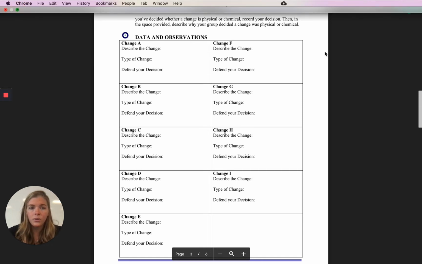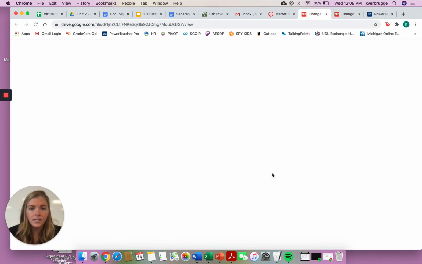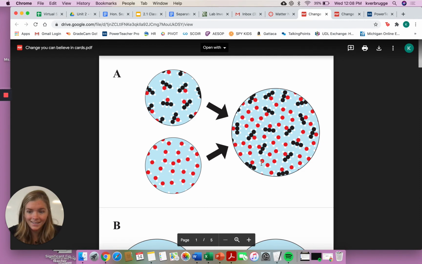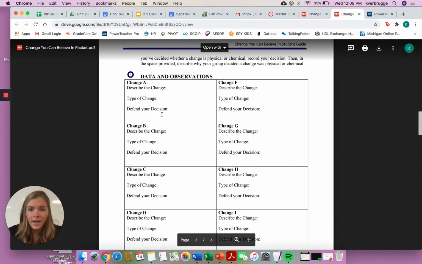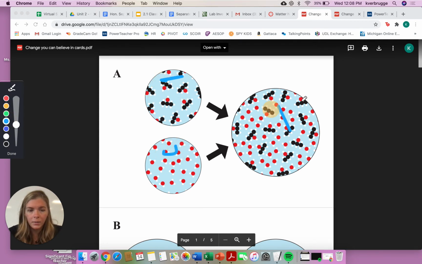If I go to the other document here, you can see that you have a bunch of task cards. This is task A. In the packet here, it says to describe the change. So what is happening from here to here? You can see that we are starting with the black and red and then black and white, and they're mixing together. Notice they're just going into one container together. They're not changing in any way. They're just mixing together.